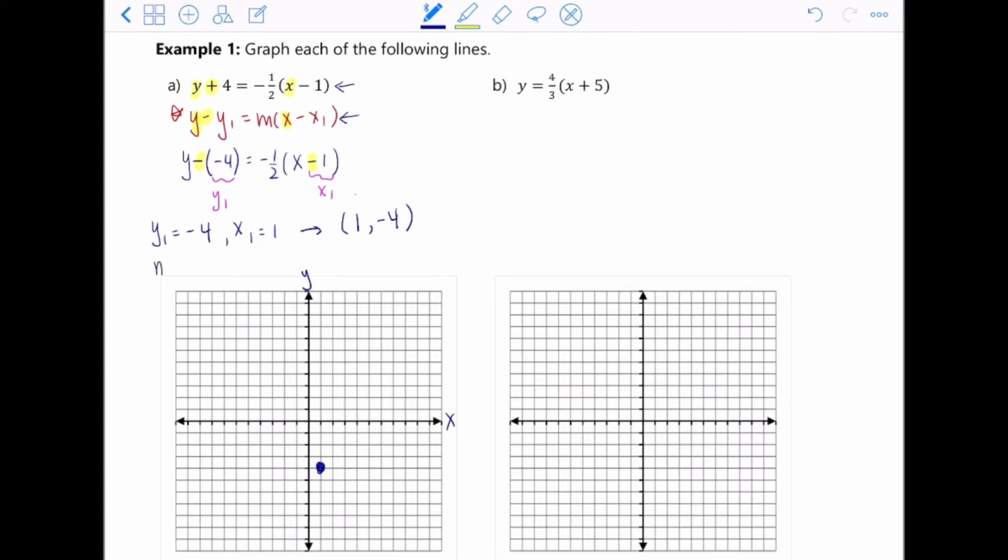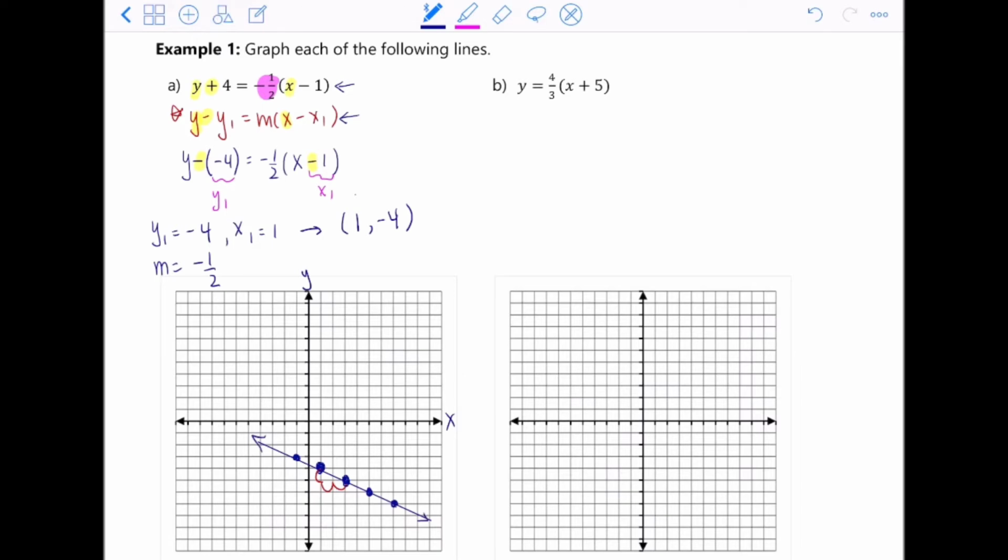We also have the slope given right here. So we know slope is negative 1 over 2. So let's follow rise over run. You go down 1 and 2 to the right. So our point is here, and you continue the pattern. This, and let's connect it. Something like that.